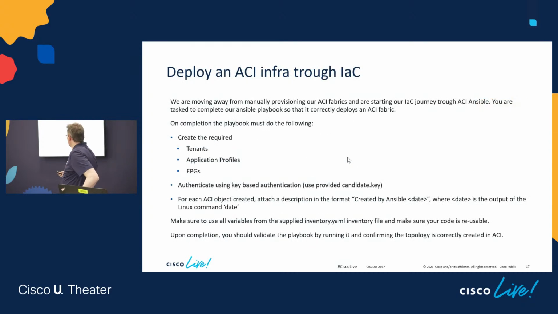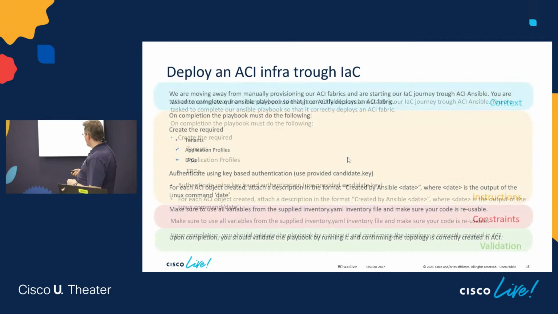So this is an example of a question. Deploy an ACI infra to infrastructure as code. So we're moving away from manually provisioning our ACI fabrics and are starting our ACI IaC journey to ACI Ansible. Your task is to complete our Ansible playbook so that it correctly deploys an ACI fabric. So on completion, the playbook must do the following: create the required tenants, application profiles, and so on. So you can see that this is quite a lengthy question. And it has some parts.